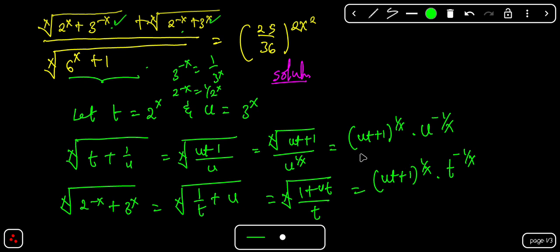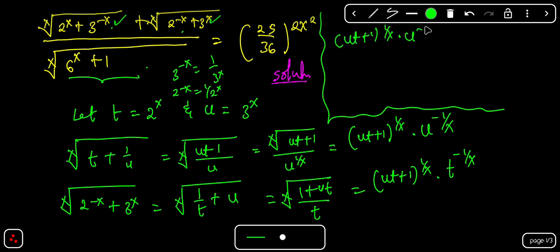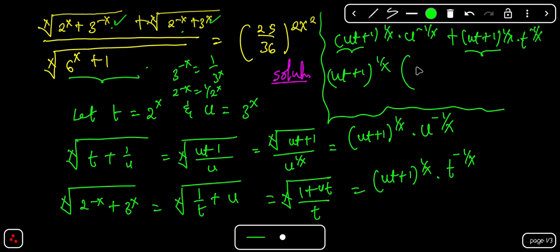So the numerator here, we have this, and then you can see the addition here. Let's add and see what we are going to get. Adding, we are going to have (ut plus 1) raised to the power of 1 over x multiplied by u raised to the power of minus 1 over x, plus (ut plus 1) raised to the power of 1 over x multiplied by t raised to the power of minus 1 over x. We can see that (ut plus 1) is common here, so we can factor out (ut plus 1) raised to the power of 1 over x. So we have (ut plus 1) raised to the power of 1 over x, into brackets, u raised to the power of minus 1 over x plus t raised to the power of minus 1 over x. Now, this is beautiful.